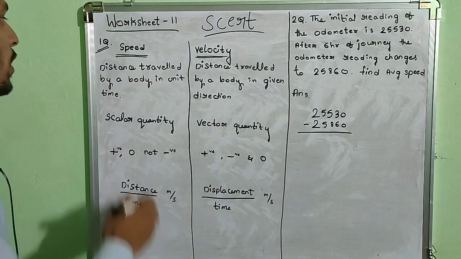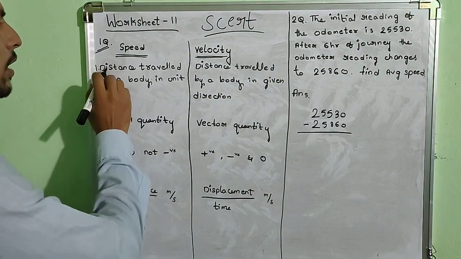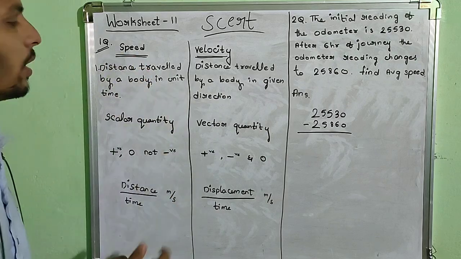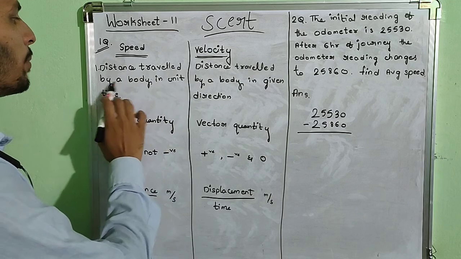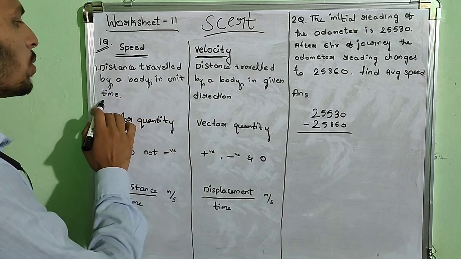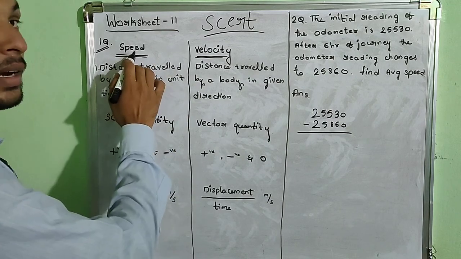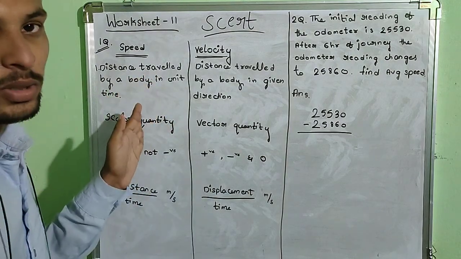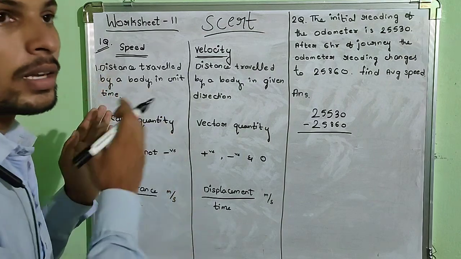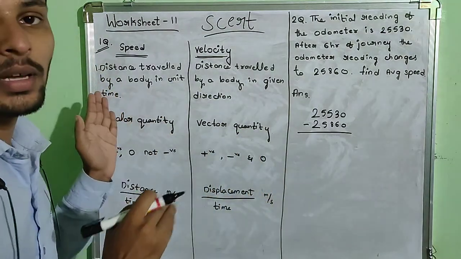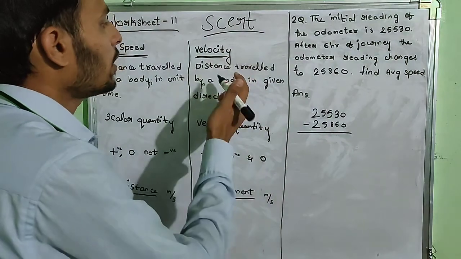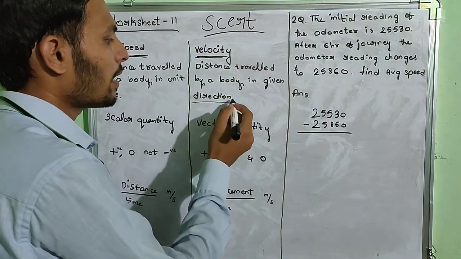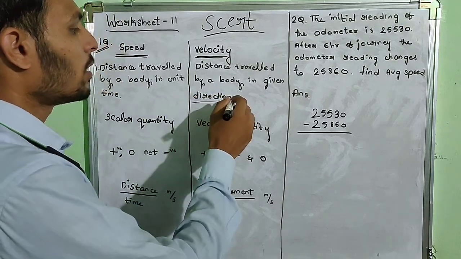The first point is that the distance traveled by a body in a unit time is called speed, but with no direction. In speed we have no direction, we only consider the distance covered in the given time. In velocity, it is the distance traveled by a body in a given direction, so we have to consider the direction.